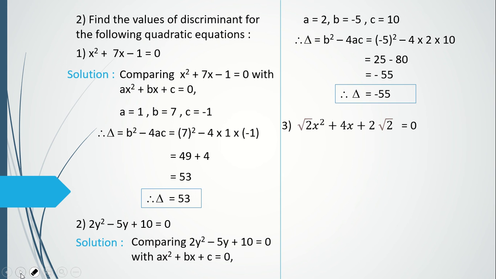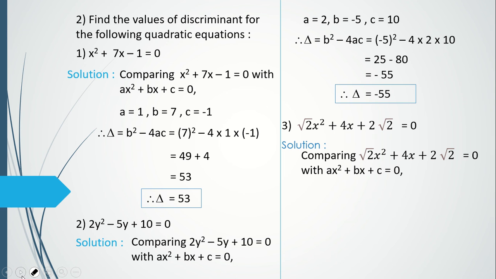That's 25 minus 80. So that's minus 55. Okay, now next. Here we have roots. So no need of getting scared of roots. Just put the values. That's it. A is root 2, b is 4, c is 2 root 2.